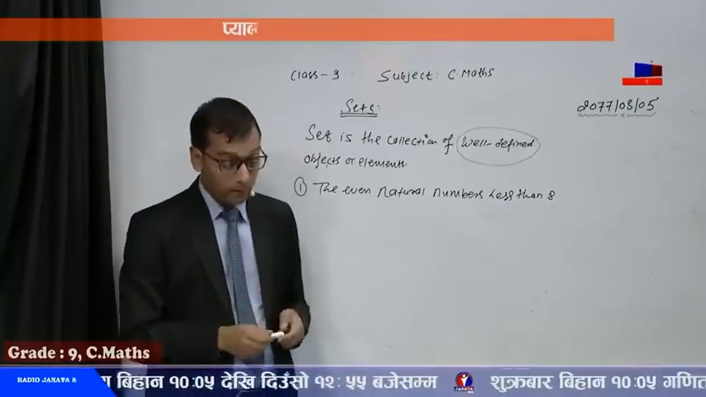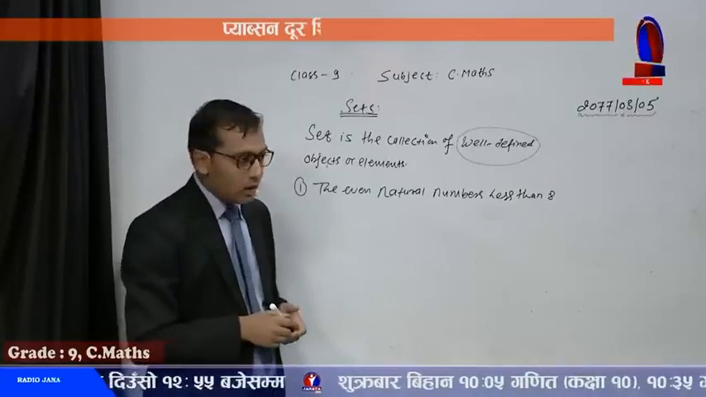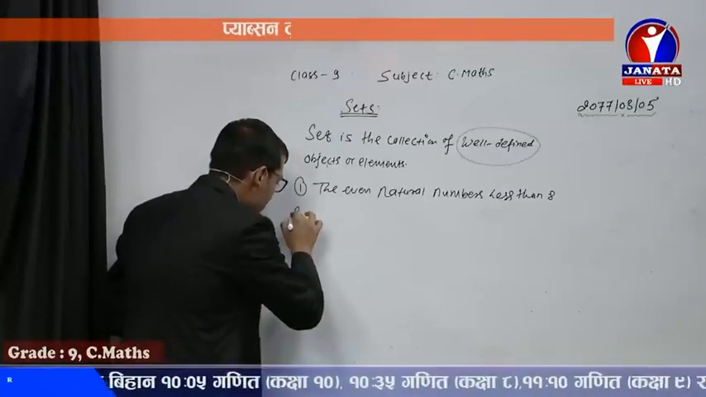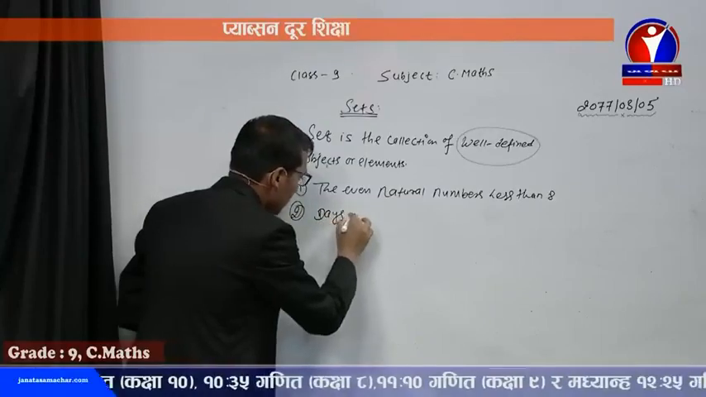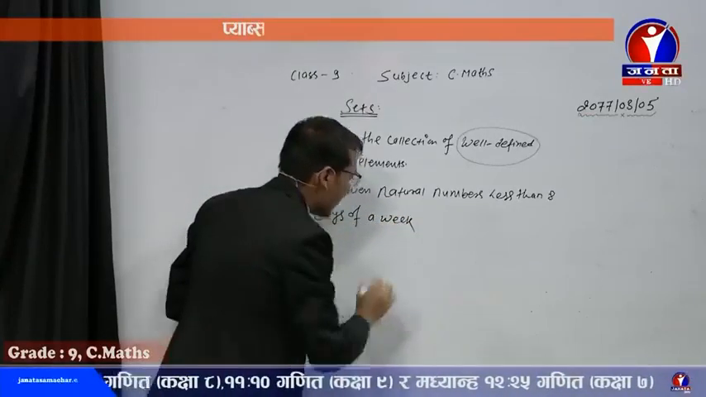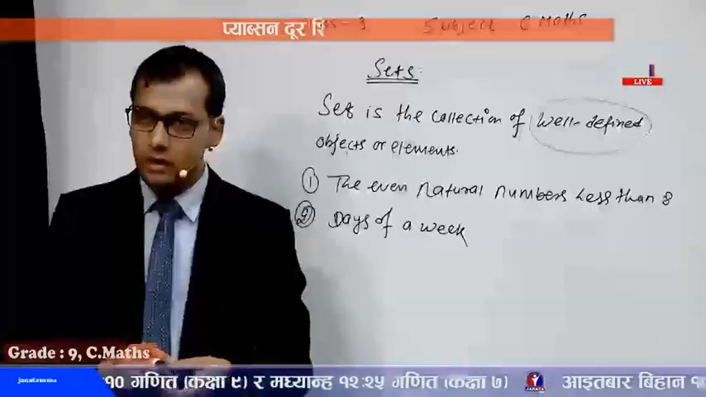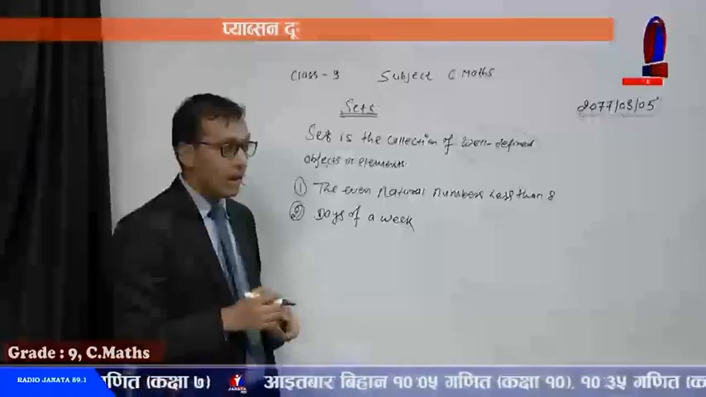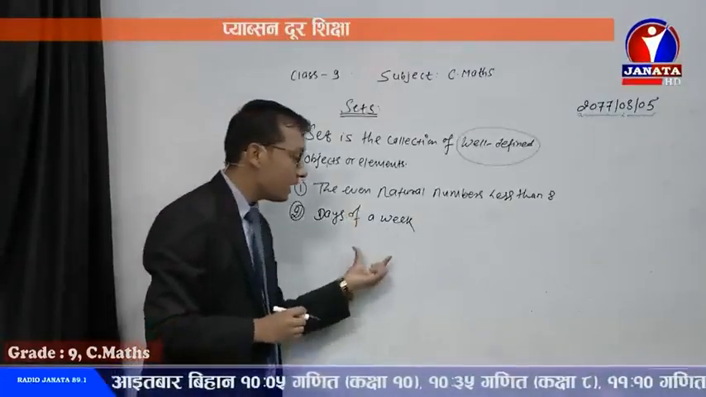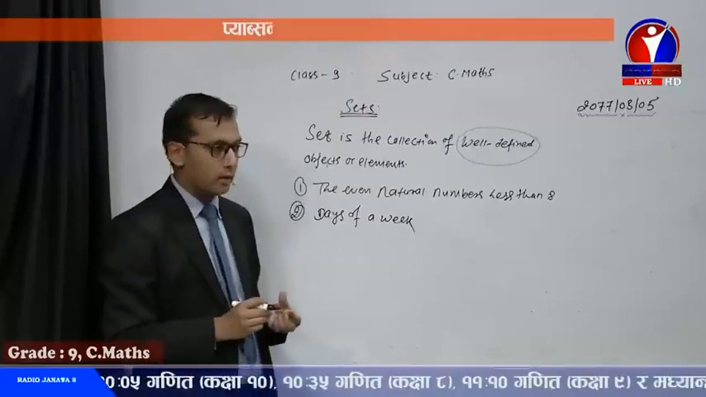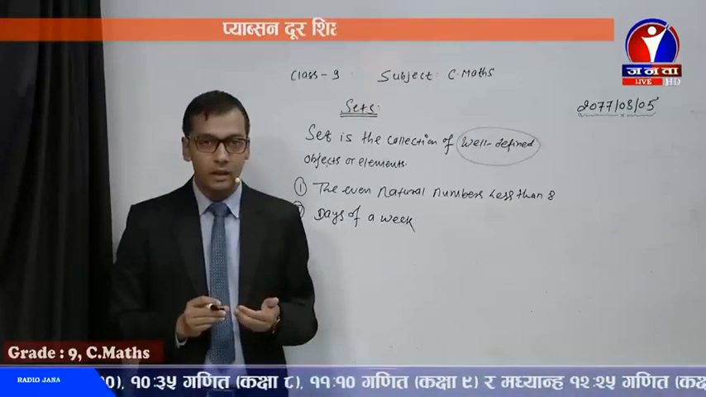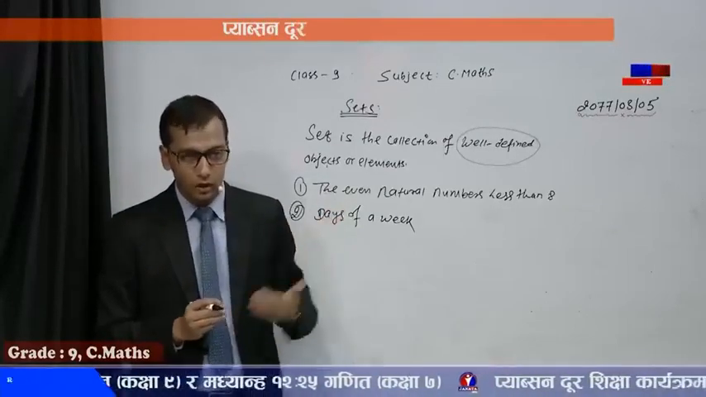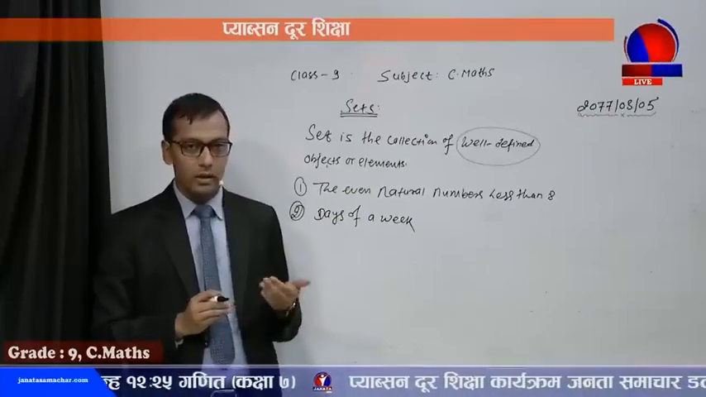Second, I am taking an example that is related to our daily life, to our real life. The example can be the days of a week. All of us know the days of a week. How many days are in a week? There is no chance of getting different answers in this example. This is clearly defined. There are 7 days in a week, Sunday, Monday and so on. So this can form a set.